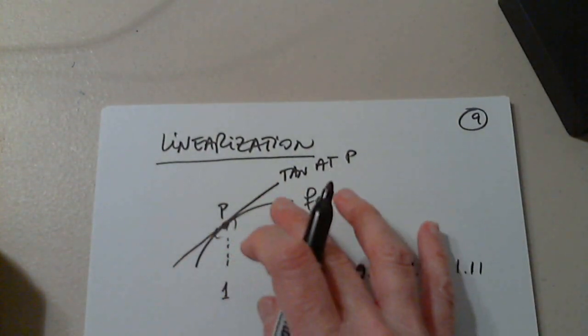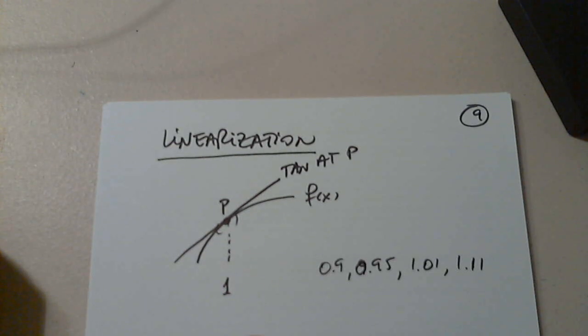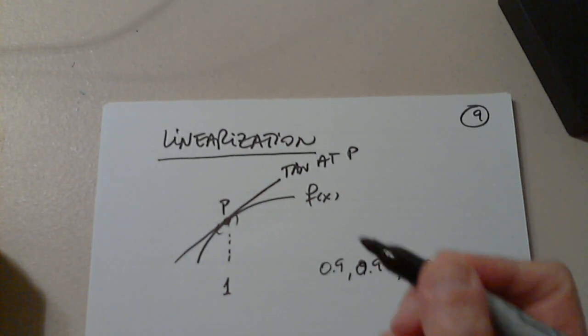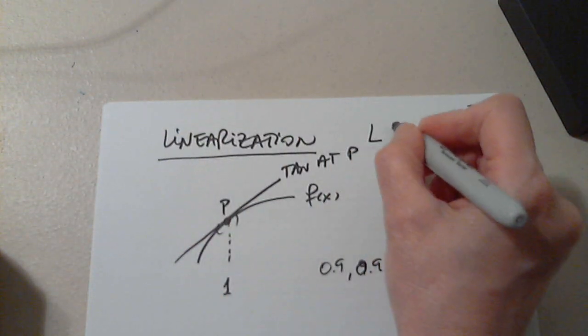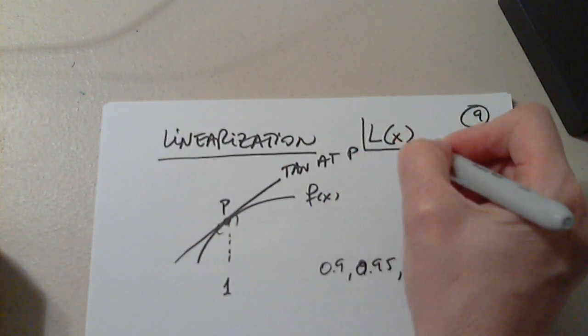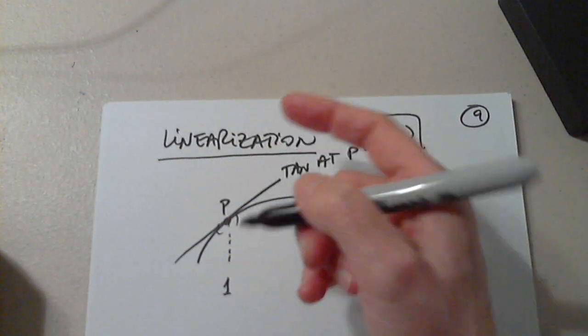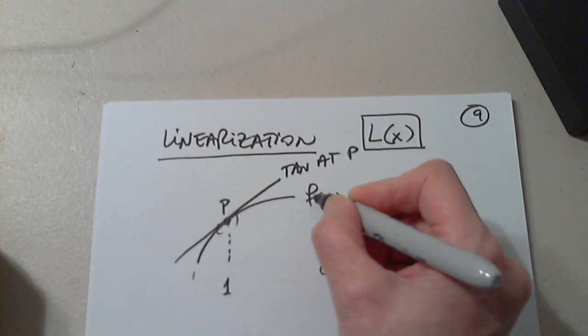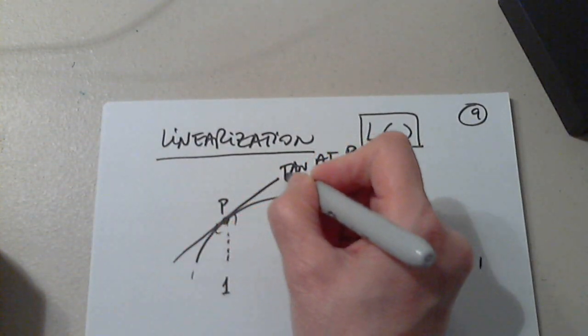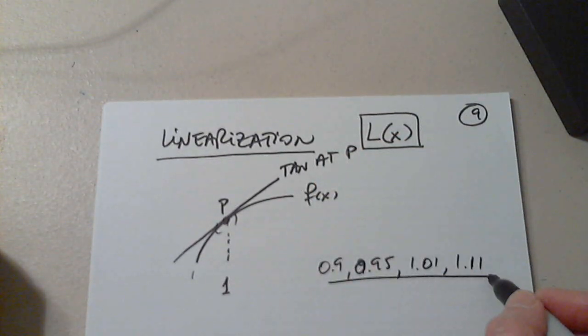And what is the equation of the tangent at P? So this is the tangent at P. The linearization is denoted by L of x. This is the notation for the linearization. In other words, this function can be approximated by this tangent very close left and right of 1.